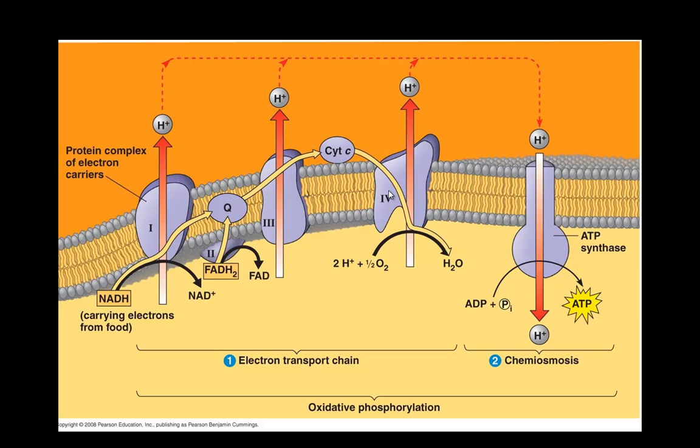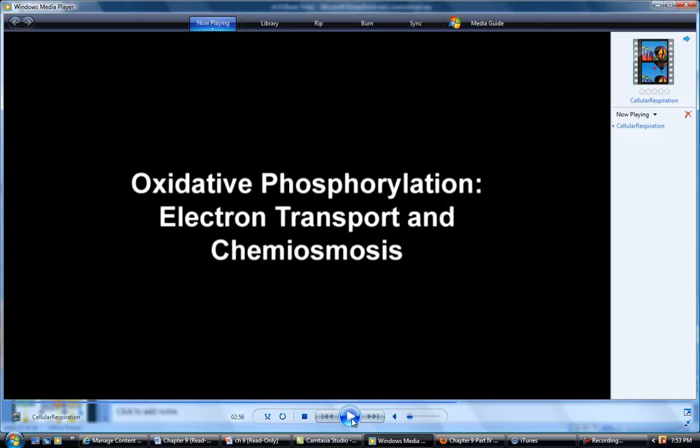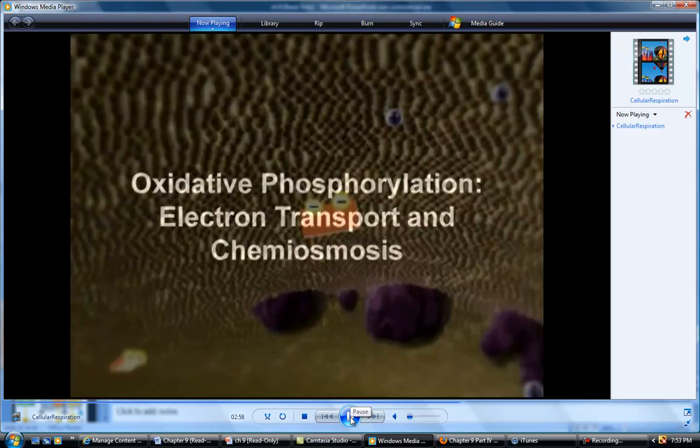What's going to happen is that this whole process can't work without coenzymes. So you're going to have coenzymes that are going to shuttle electrons back and forth and back and forth. And you'll see that in this video I'm about to show you. So here, you can kind of follow what's going to happen.